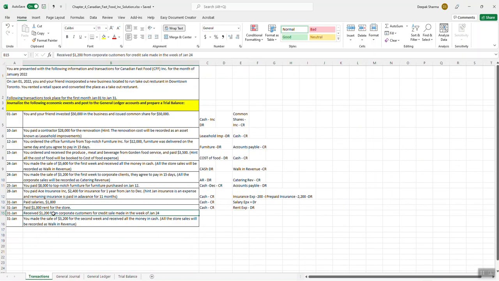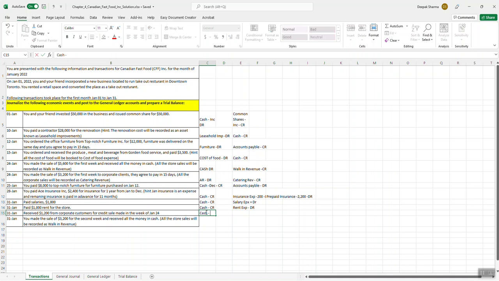The next transaction we have is January 31st, received $1,200 from a corporate customer for a credit sale made in the week of January 24th. You remember we recorded this transaction where we did some sales with some corporate clients and they agreed to pay in 15 days. Some of them paid on January 31st. So we received $1,200 from these clients. In this case, we received the cash.